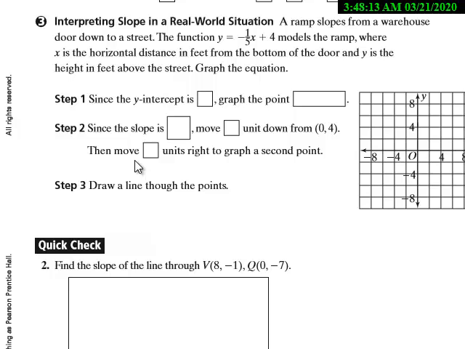We had this at the beginning of the session. So first of all, we need to identify the y-intercept. The y-intercept, according to the given example, is 4. So the point is 0 and 4. So I have to highlight the first point, which is 0 and 4.